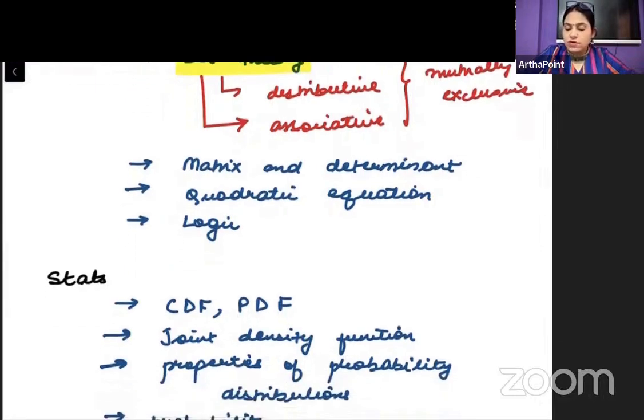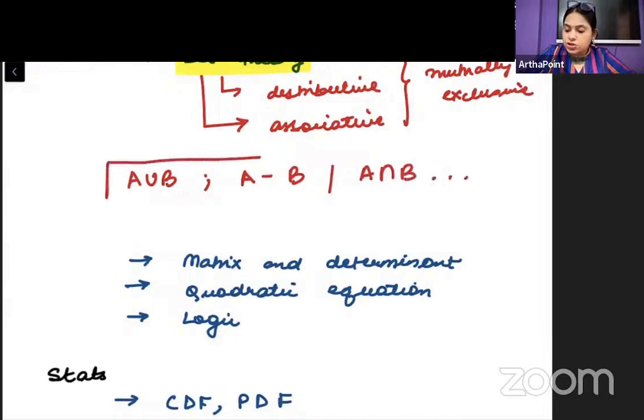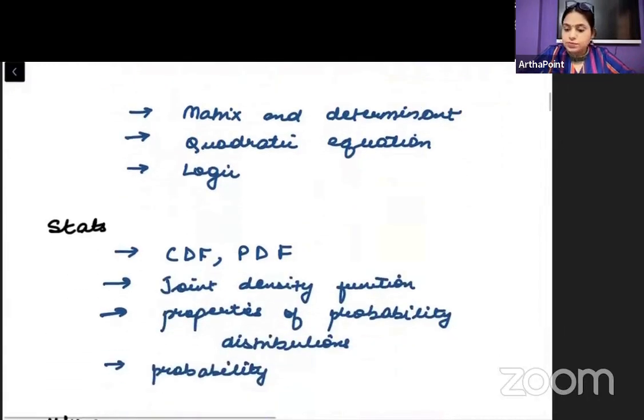You must be also aware about the different operations under set theory. So what will happen when you need to do union? What will happen when you need to do A minus B? What will happen when you need to do A intersection B? All these operations, you must be aware about under set theory also.